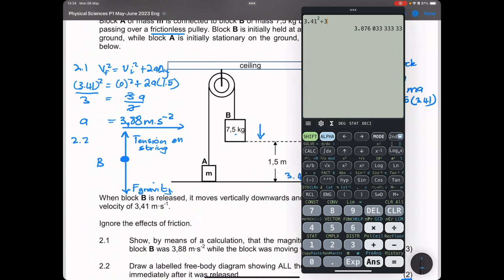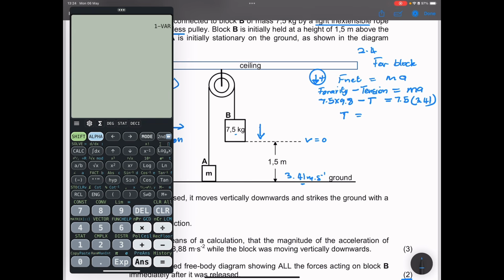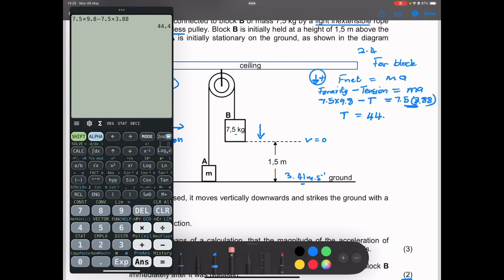Okay, where is my calculator? So I'm going to say 7.5 times 9.8, and I'm going to subtract. I'm going to bring this all on the left hand side and T to the right hand side. So this would be minus 7.5 times 3.41. No, actually not 3.41. Our acceleration, sorry, I wrote 3.41. That was the velocity. Acceleration was 3.88, right? So let's correct that: 3.88. So my tension is 44.4, ladies and gents. Okay, this guy is misbehaving now. So that's 44.4 newtons. This is for block B.